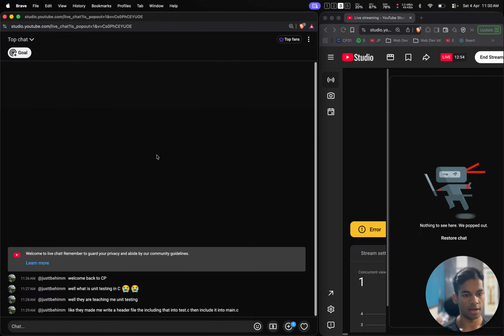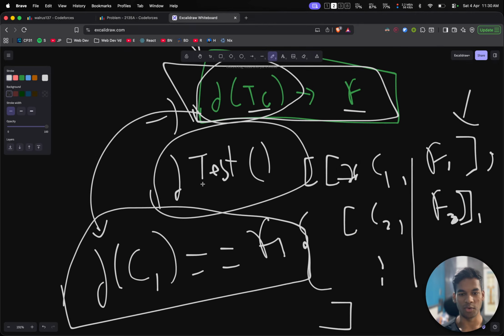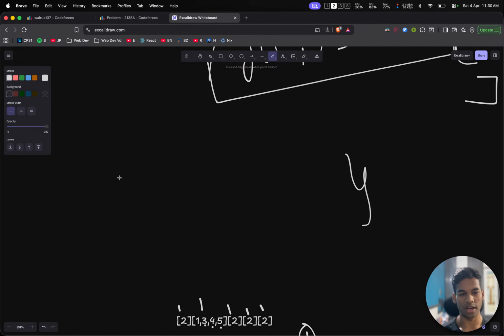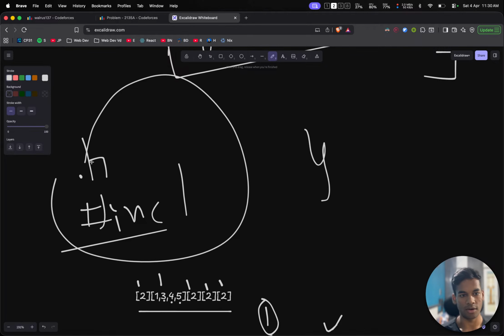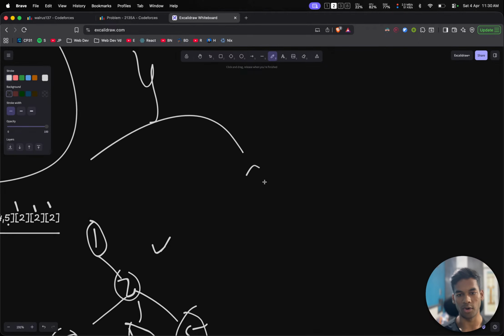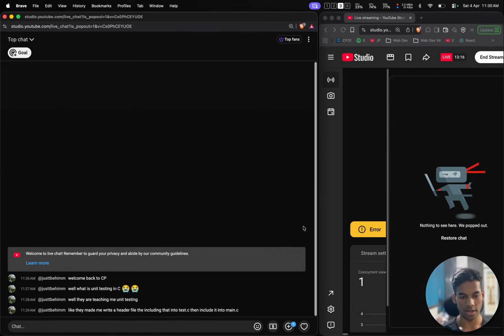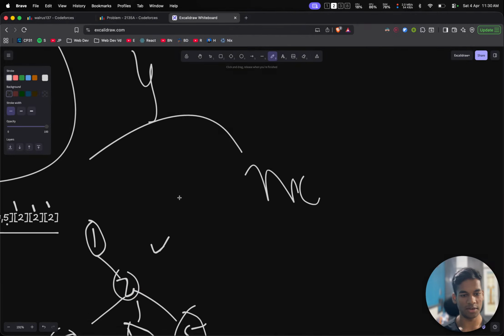Like they made me write a header file that includes that into test.c, then include it into main. Okay, so you had to write a header file which has hash include, and then you include this .h file into your main.c. Okay, that is fine, cool.